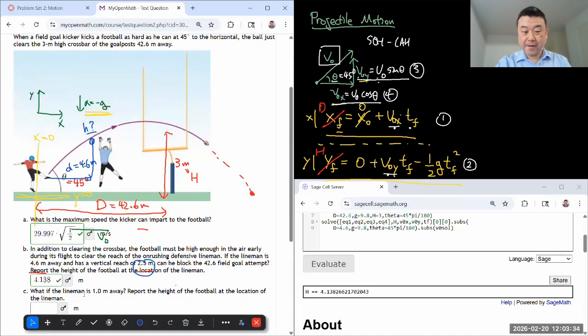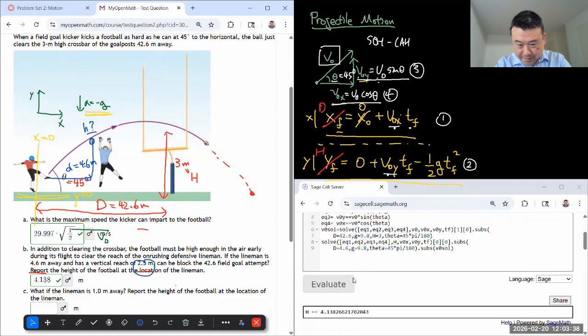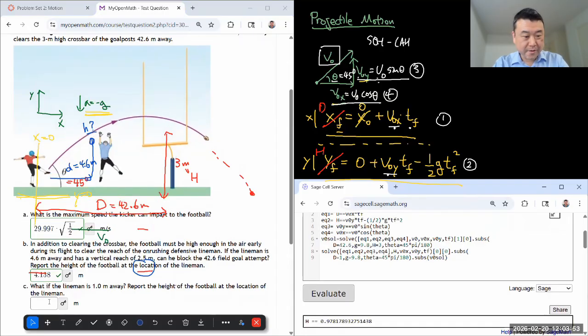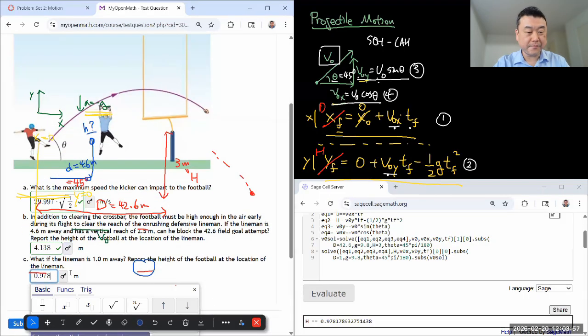So what if the lineman were 1 meter away? This is the reason I set all this up. It's a lot easier in the computer algebra system to change the numbers and try alternate scenarios. This is now 1. I don't think I have to change anything. Then the height of the football at that location is now 0. So if the lineman is that close, then they will be able to intercept the ball.